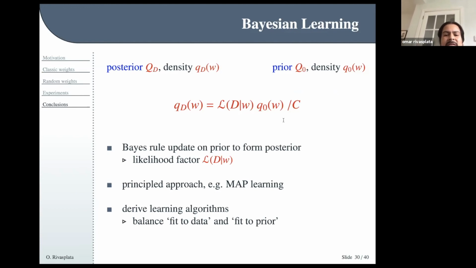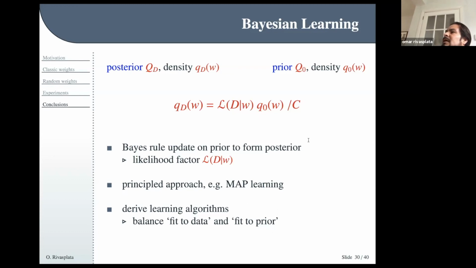What I want to say is that the important part here is that there is a strict way in which one obtains the data-dependent distribution, the posterior distribution, based on the prior, and it's via this likelihood factor. So there is this update rule, and there is a strict relation between prior and posterior in the Bayesian framework. One thing that I want to highlight is that this leads to a principled approach to learning. For instance, think of maximum a posteriori learning.